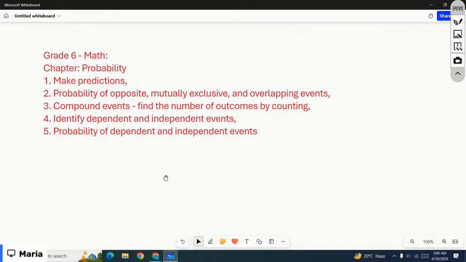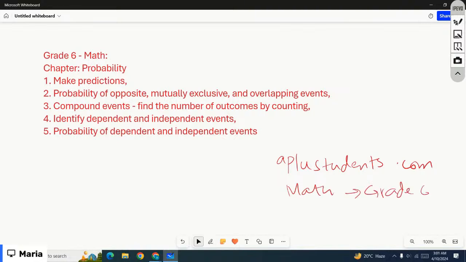You can find all the lessons on aplusstudents.com. You have to log in there using your email address, and the password is provided by the administrator. Then you have to select math from the subject tab, scroll down to grade 6, and then click on view all lessons. There you can find a list of the chapters. We're going to start with the chapter probability.